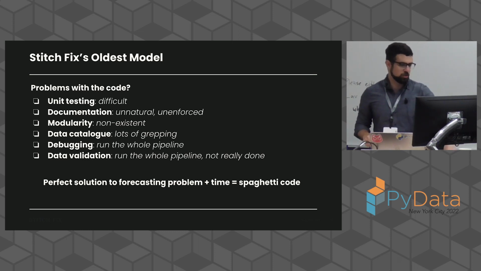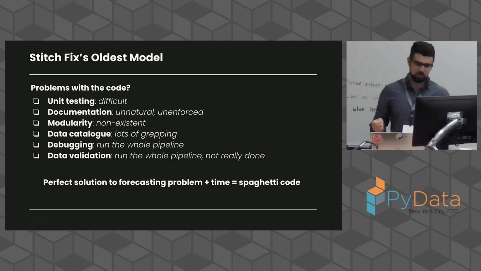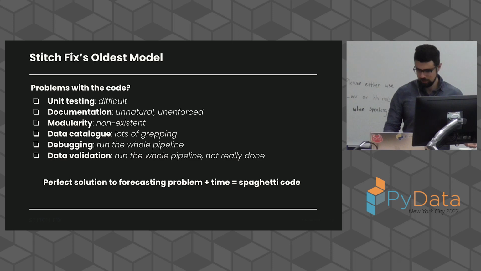And to do data validation, you're just running some last minute things on the table you generated. So the perfect initial solution to the forecasting problem was probably one script at first that solved the thing quite well, plus a lot of time, 3 or 4 years, ended up being spaghetti code.